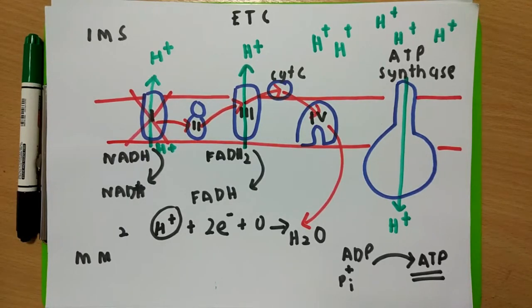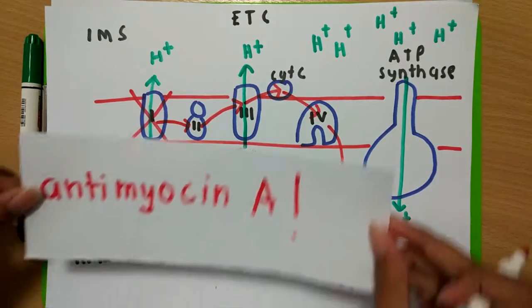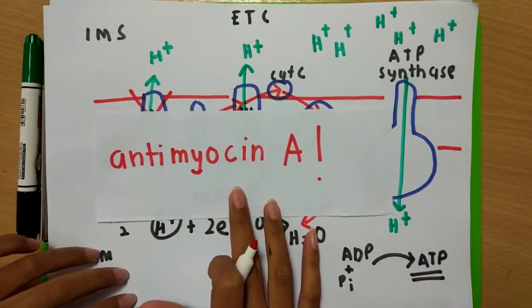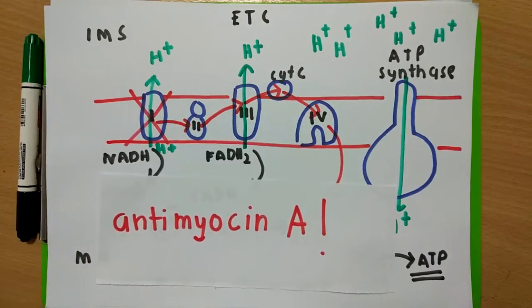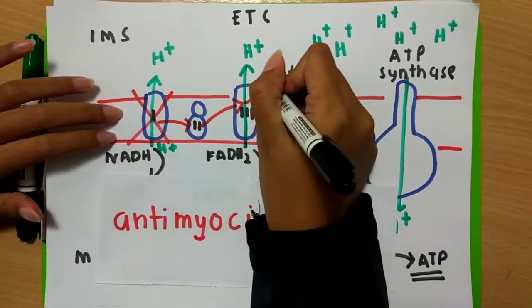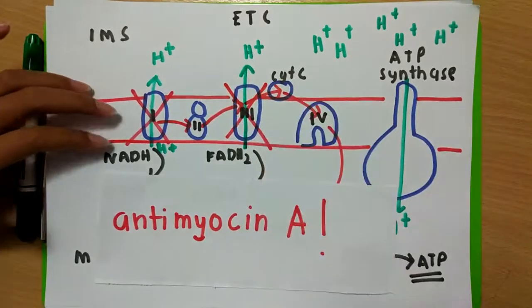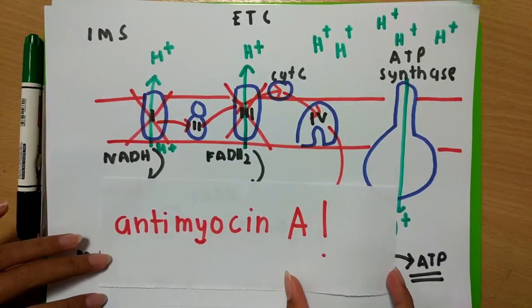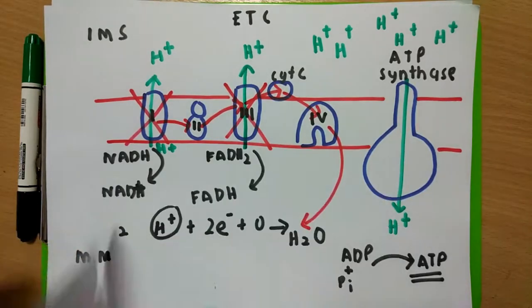Next, another respiratory inhibitor is antimycin A. Antimycin A blocks the respiratory chain at complex 3, between cytochrome B and cytochrome C. It therefore prevents the oxidation of both NADH and succinate, but has no effect on ascorbate plus TMPD.